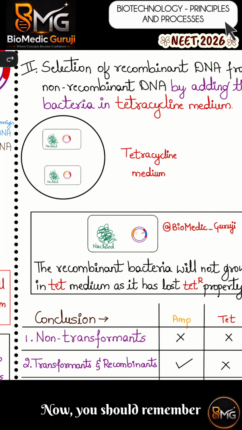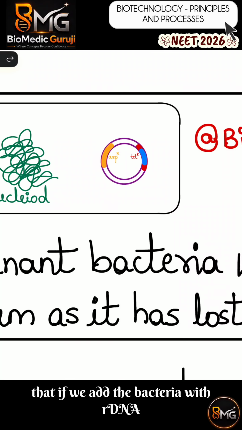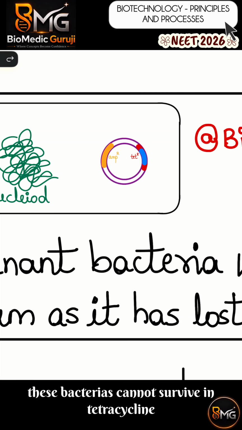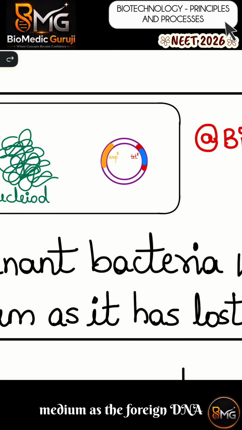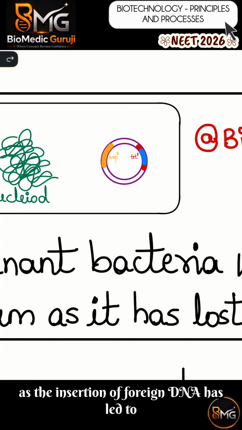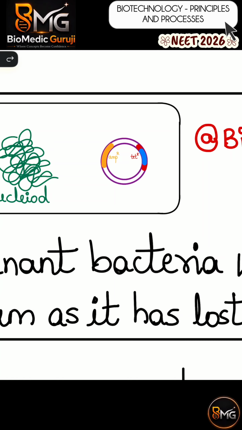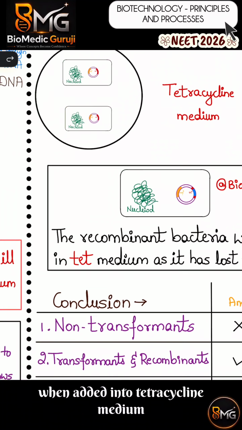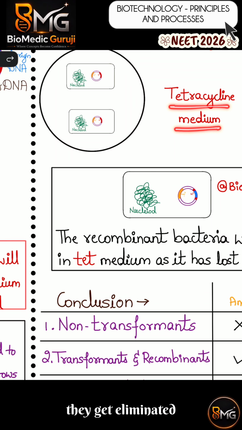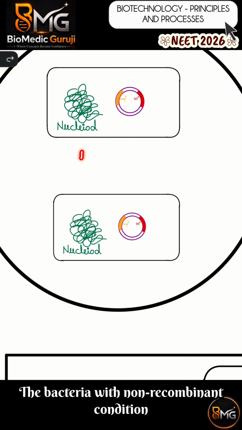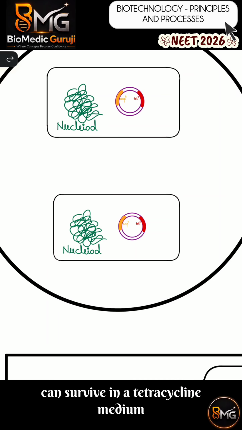Now, you should remember that the bacteria with rDNA, the plasmid which has rDNA, cannot survive in tetracycline medium, as the insertion of foreign DNA has led to the inactivation of the tetracycline resistance property. So the recombinant bacteria, when added into tetracycline medium, get eliminated. The bacteria with non-recombinant condition can survive in a tetracycline medium.